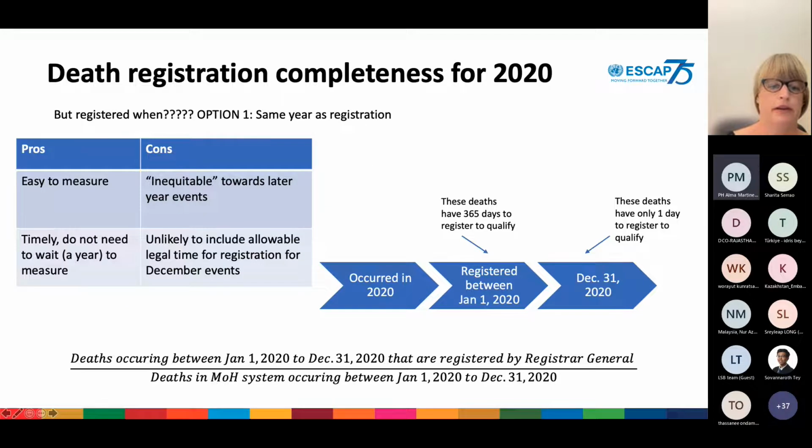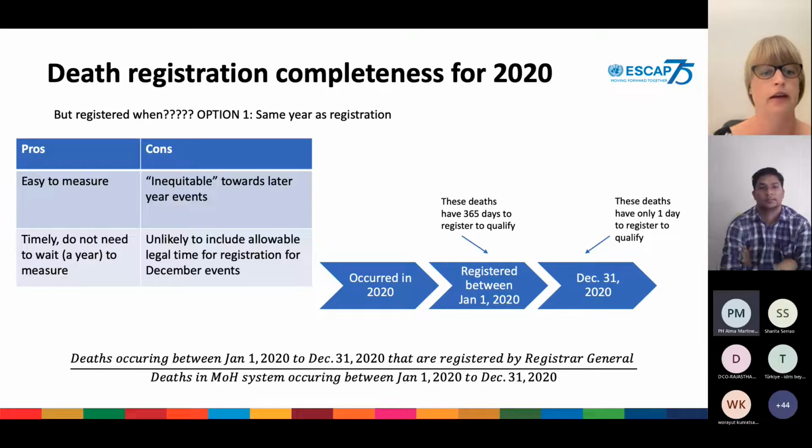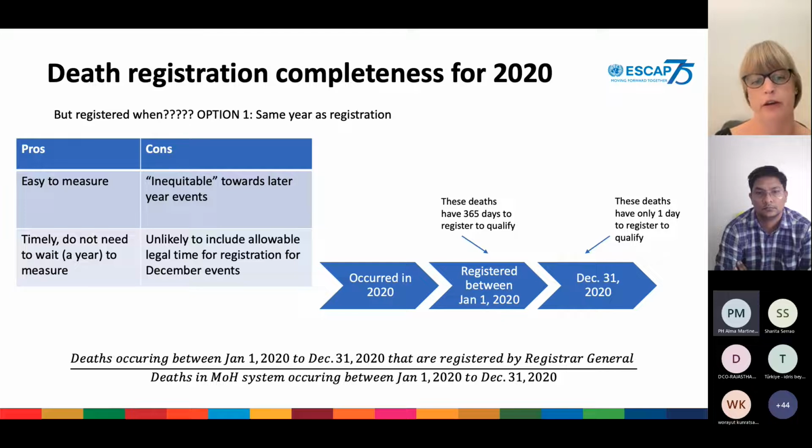Why you might use this method is because it's pretty easy to measure. Maybe you don't have a lot of technical expertise to pull things from a database or calculate new variables. It's straightforward, it's easy to understand. It's pretty timely. You don't have to wait another extended period of time. After 2020 ends, you can just pull the data from the database and analyze it.